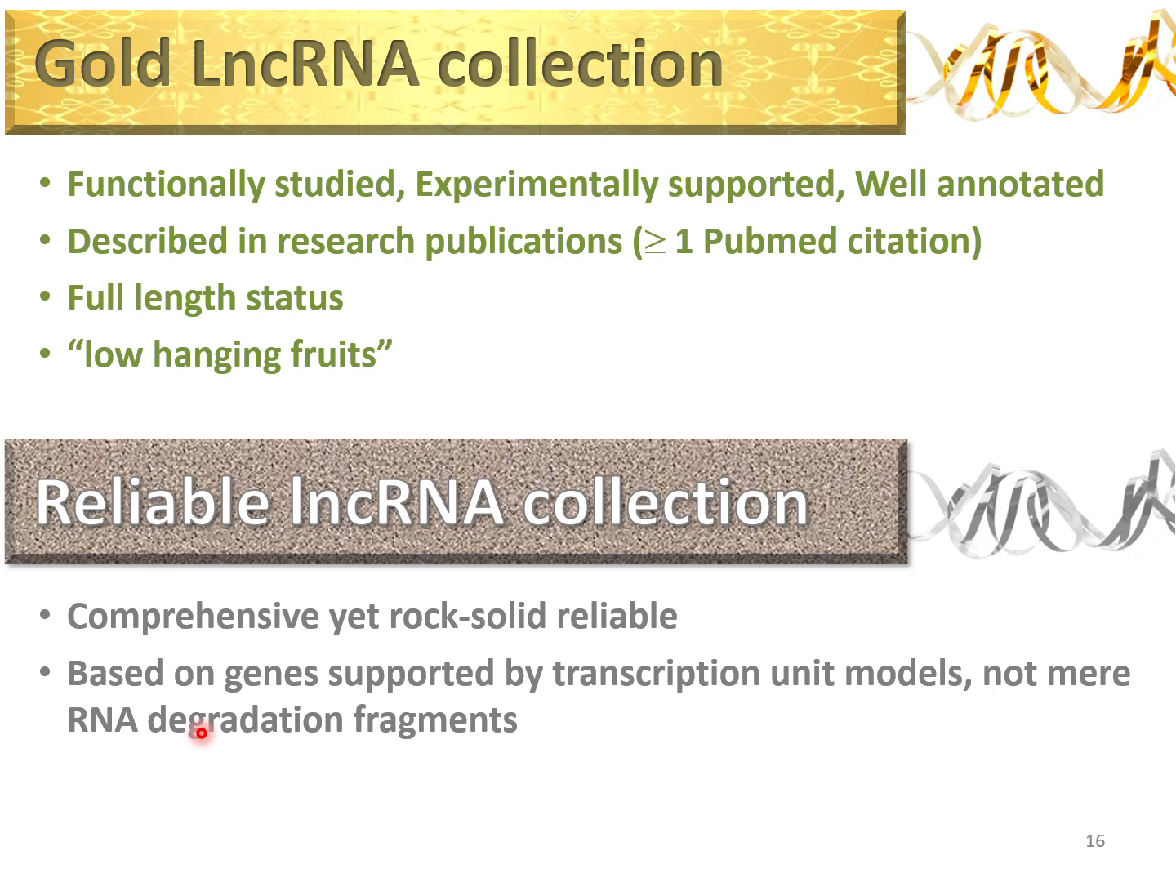As a whole, LncRNAs are less known than proteins. Nonetheless, growing numbers of LncRNAs have been studied in more detail. These functionally studied, experimentally supported, well-annotated LncRNAs have at least one PubMed paper describing them. Thus the gold LncRNA collection tier is the low-hanging fruit, having more information ready for follow-up studies. All other LncRNAs are in the comprehensive, high-confidence, reliable LncRNA collection tier. The reliable LncRNA collection tier has been qualified with the transcription unit models to ensure they are in fact transcribed from gene structures, not just random degradation products in data dumps.